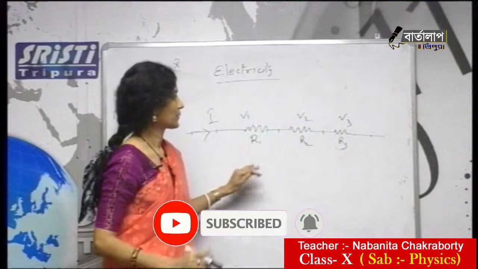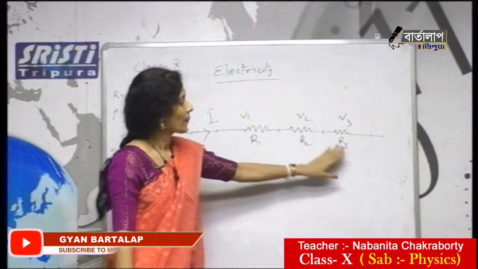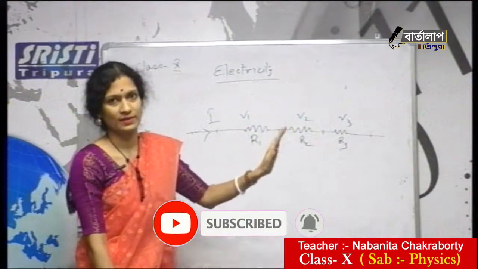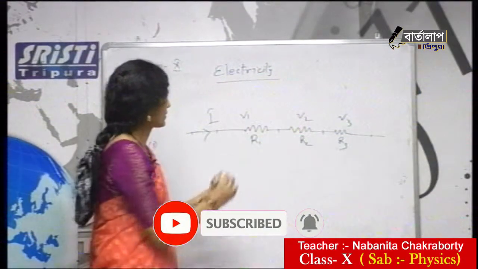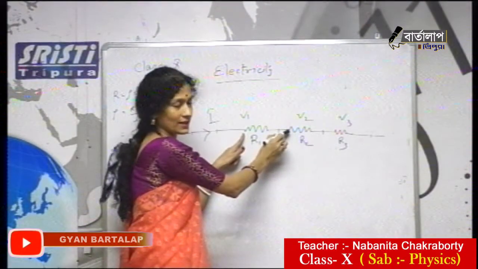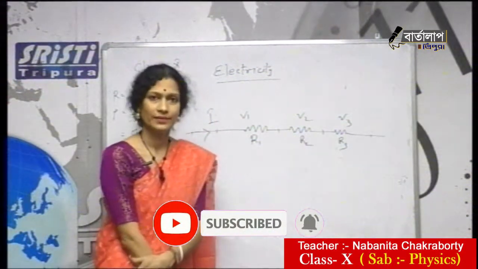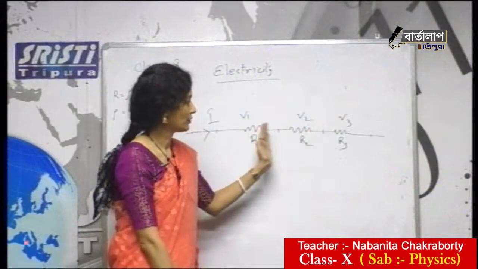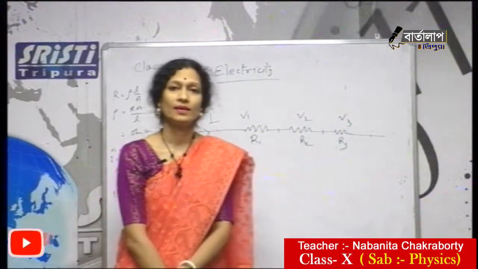Here I have given the 3 resistors R1, R2, R3, and the potential differences V1, V2, V3. The current I is passing through it. The end of the first resistor is connected to the start of the second, and the end of the second is connected to the start of the third. That means they are connected one by one, each to another. This type of combination is known as series combination.